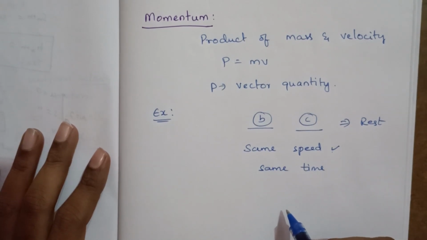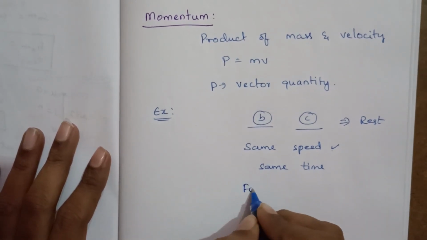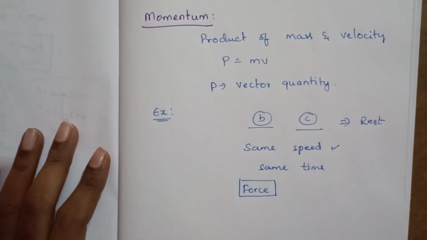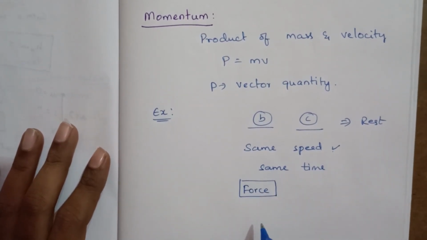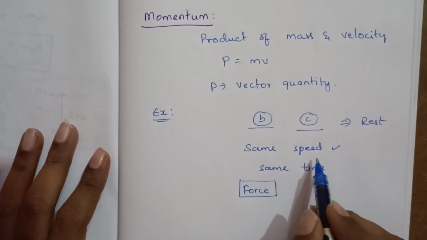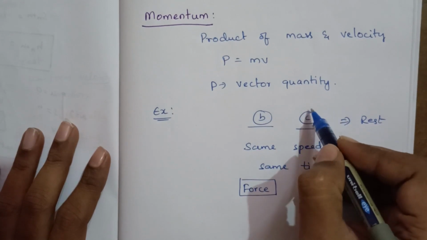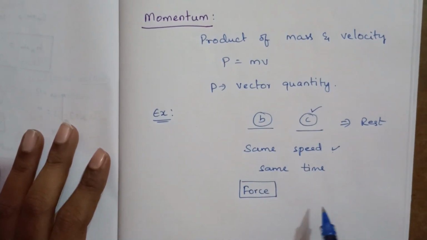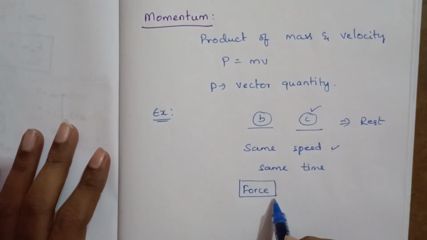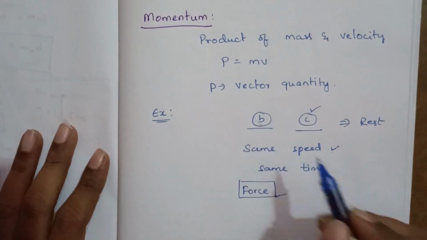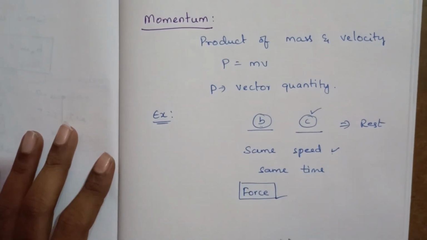So what should we do here? We need to apply force to both. If we apply the same force, will they reach the same speed in the same time? No. For more mass you should apply more force, and for less mass you should apply less force.